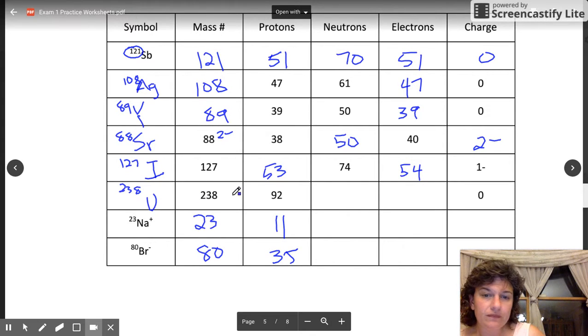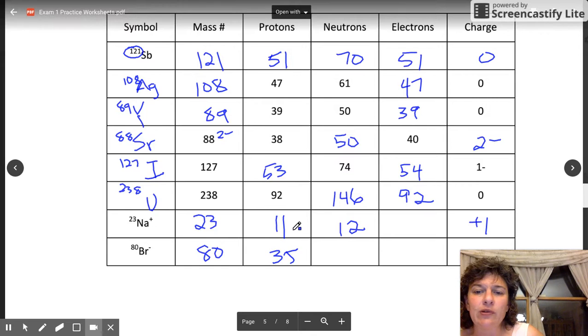238 uranium, 92 protons. Neutrons, we have to do 238 minus 92, that gives us 146. Our electrons, since the charge is 0, equal the protons at 92. Over here, we have sodium with 23 in mass number, and our protons are 11. So our neutrons are 12 because 23 minus 11 is 12. Our electrons, well, we have a positive 1 charge here. So we're going to put a positive 1 here, or it could be 1 plus, it doesn't matter. And then we know that our electrons are going to be 1 less than our protons. Our protons win here. They're positive. So we have 10 electrons.